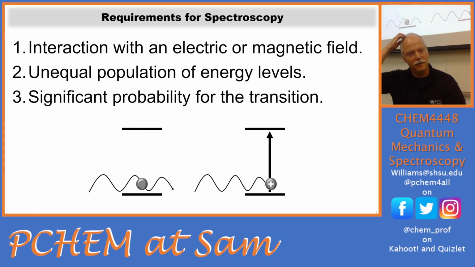And then third, we need a significant probability for the transition. So there needs to be a good transition dipole moment integral result. So if this is a really small number, then we don't have a significant probability for the transition. If it's a really big number, then we have a good, strong absorption band. So the differences in the absorption bands, they're different because of the different integral results. And we'll see that. We'll solve for that today. You solve for it in the lab on Monday and Tuesday. So Wednesday and Thursday, you'll get to see what goes into that math today and tomorrow.